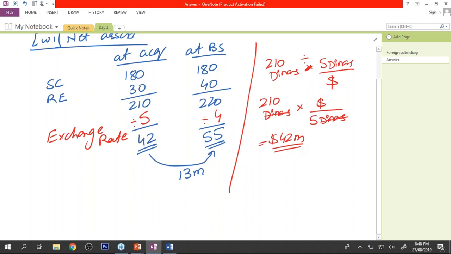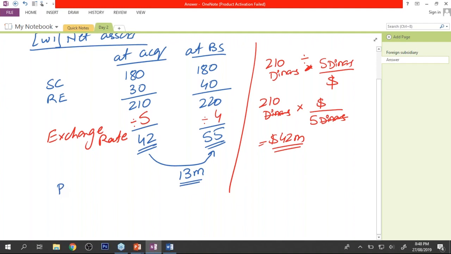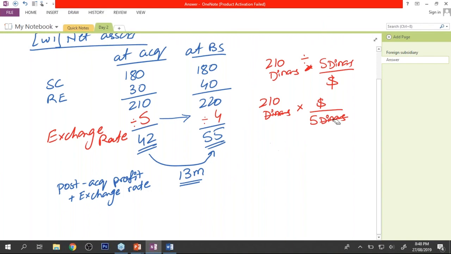So the rate is actually 5 dinars per dollar. Okay, so let's get back. We were discussing that $13 million is the post acquisition profit. But this post acquisition profit is not only the profit, it also includes the impact of the exchange rate differences. So this 13 million has both the post acquisition profit plus the impact of the exchange rate.